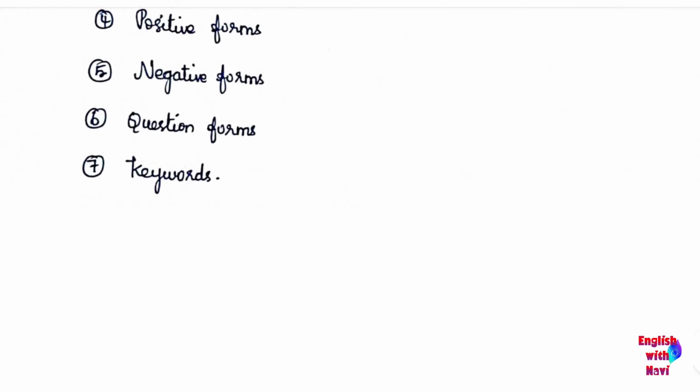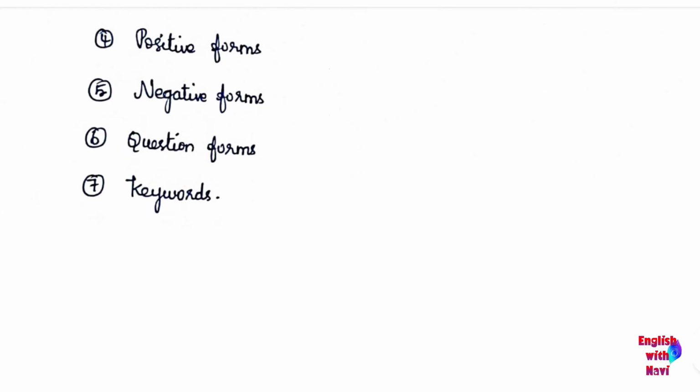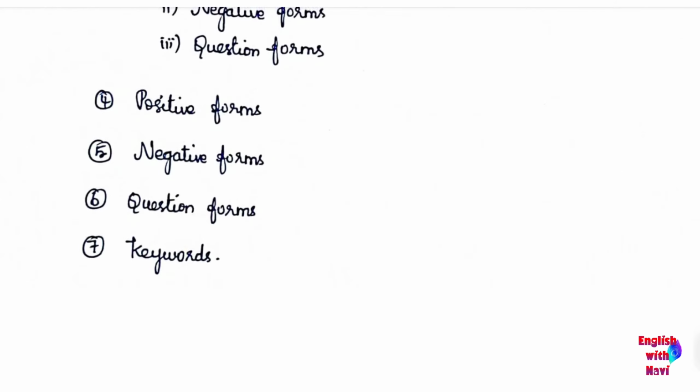And what is the point number 5? When talking about negative forms, we have to add the helping word do after the subject. Like I do not jump, we do not jump, you do not jump, they do not jump, he does not jump, she does not jump, it does not jump, or it doesn't jump.